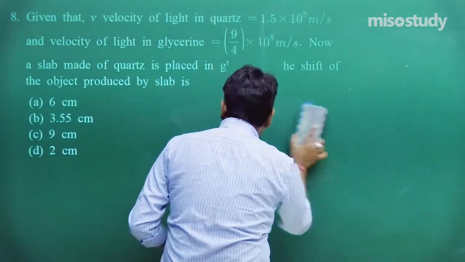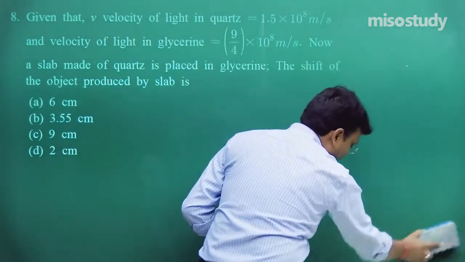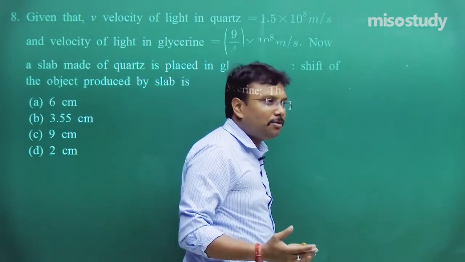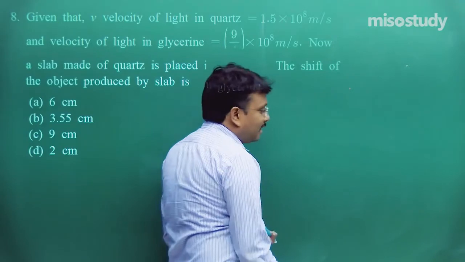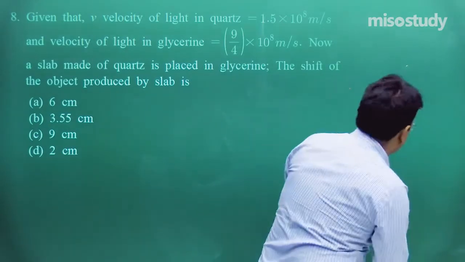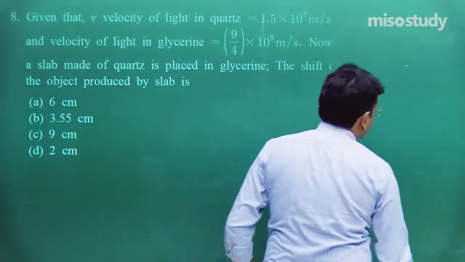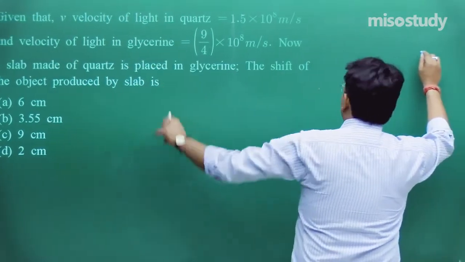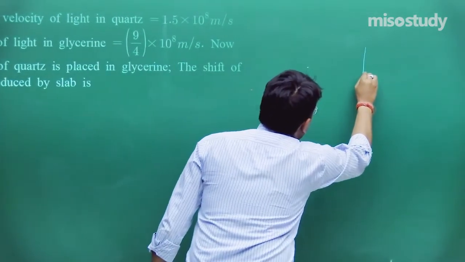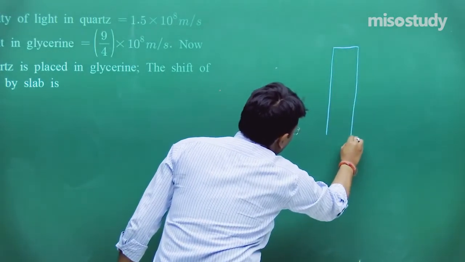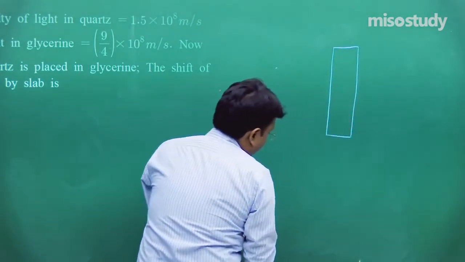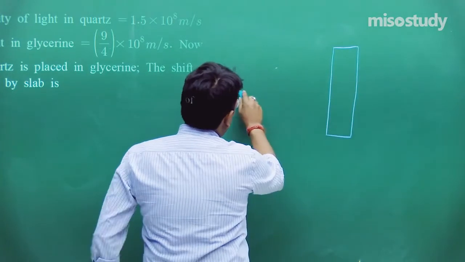Many times it happens with all of you. You are reading the question, but you are unable to find out which topic this question is from. So you should also inculcate this habit. Fine. Now let's try to draw a diagram. As per this question, here I am drawing a diagram. This is a quartz slab. Fine, that's why I am using a different color.